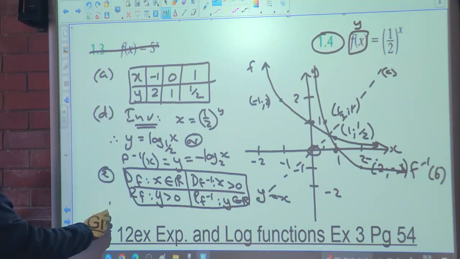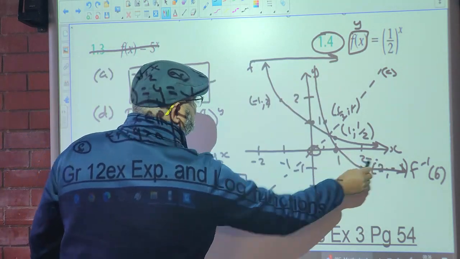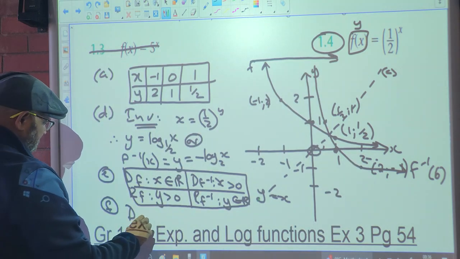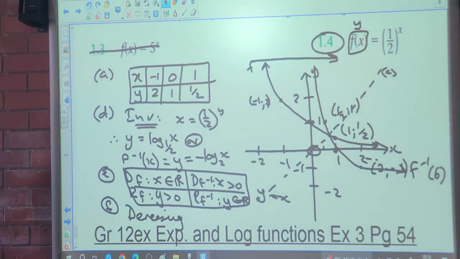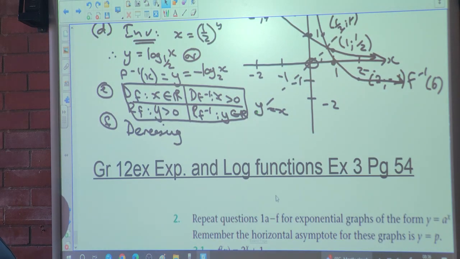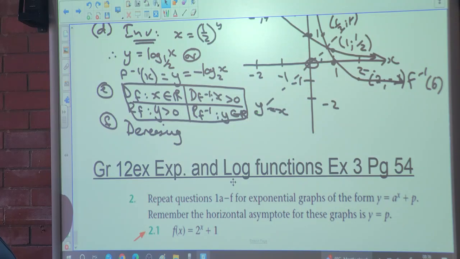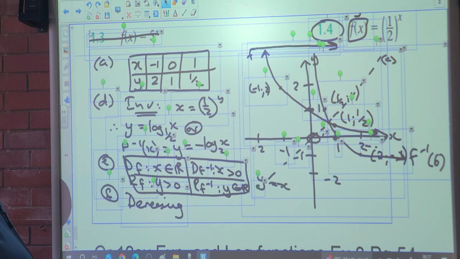Is this an increasing or decreasing graph? As x increases, the graph is decreasing, so it's decreasing. Both are decreasing. Alright, any confusion there? I say that this is not part of it, but I'll just do one of it, just to give you an idea of what's happening.